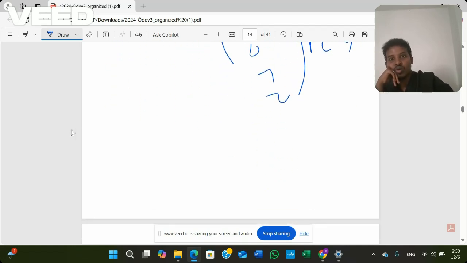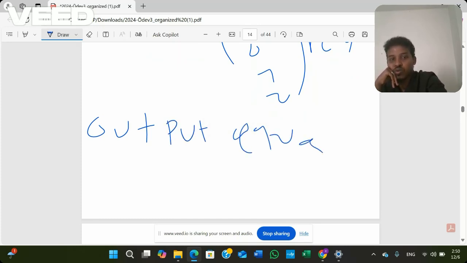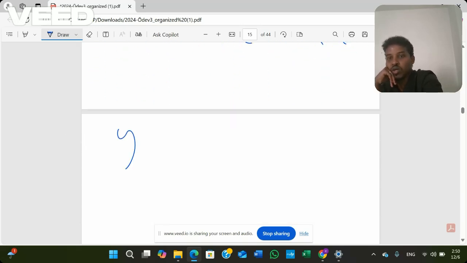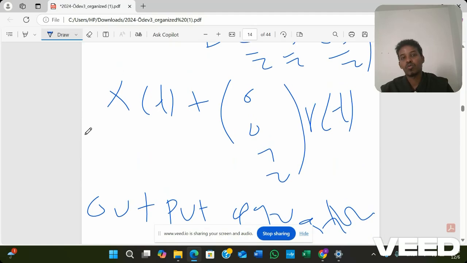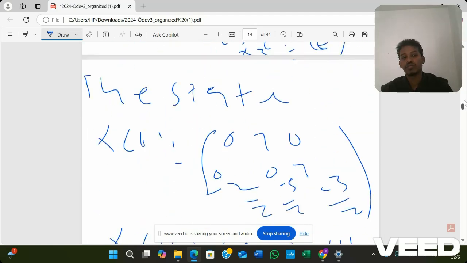The output equation for this mathematical equation will be y(t) is equal to [1 0 0] x(t). I did my best for this question, y(t) is equal to [1 0 0] x(t), and for this homework's fourth question.